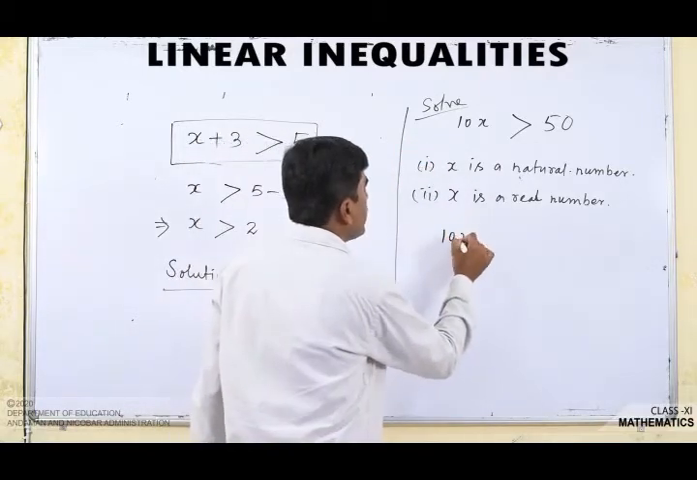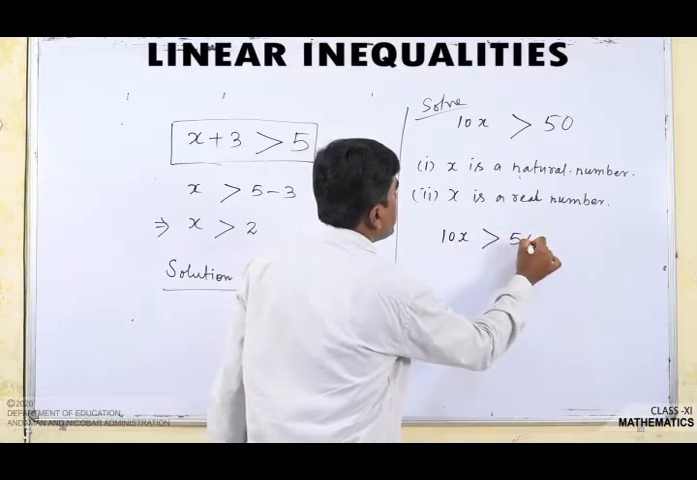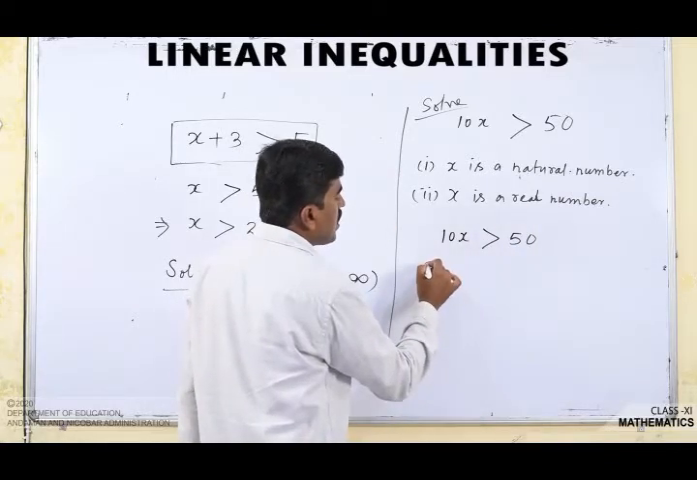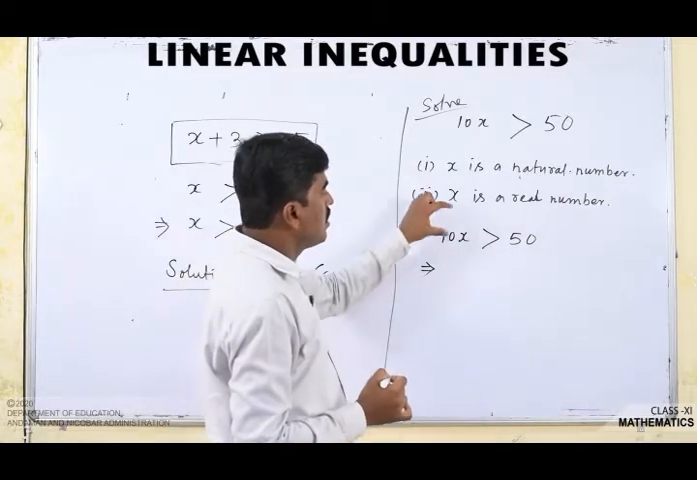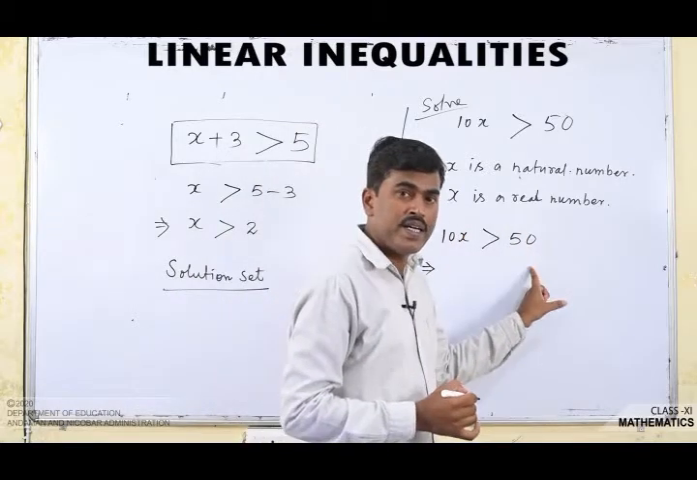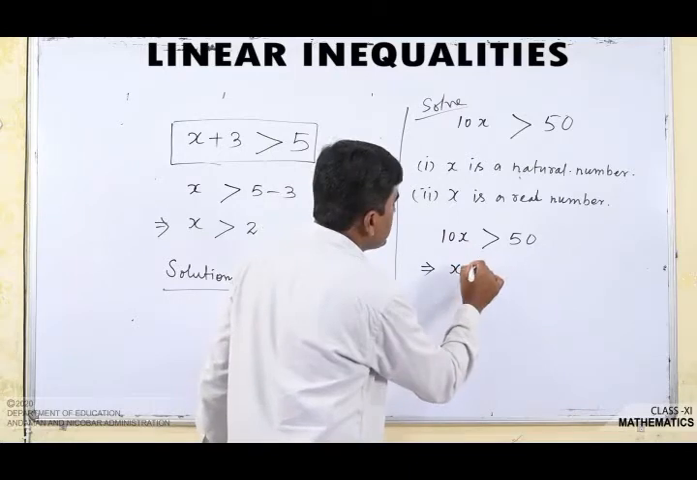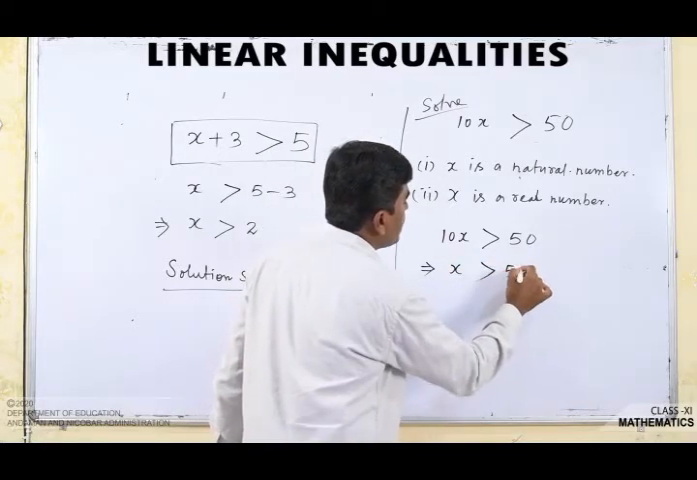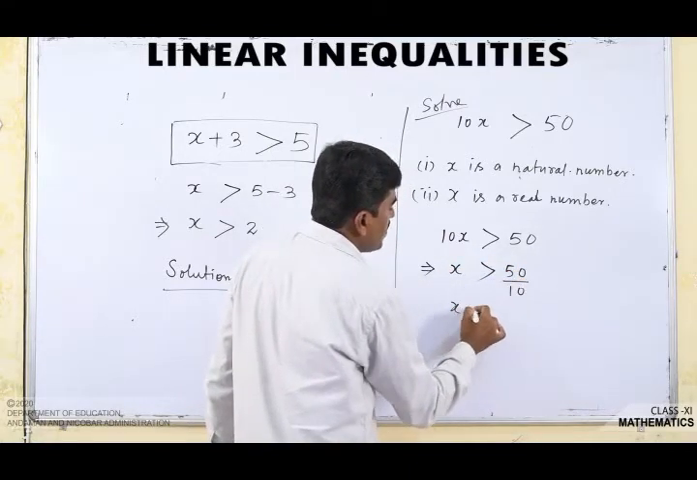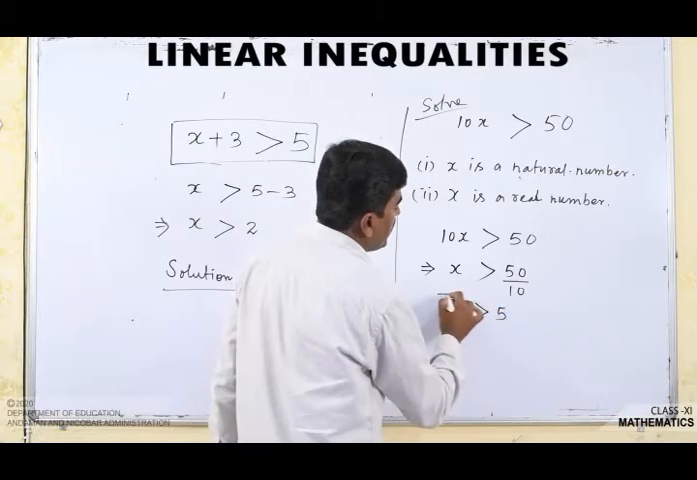So the given inequality is 10x greater than 50. This inequality can be written as x greater than 50 by 10, as we can divide both sides by 10. So x is greater than 5.